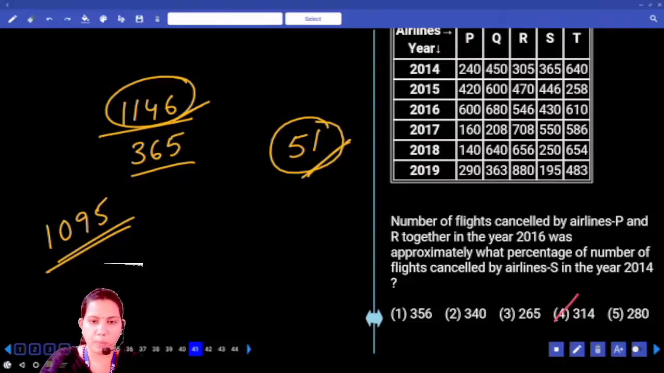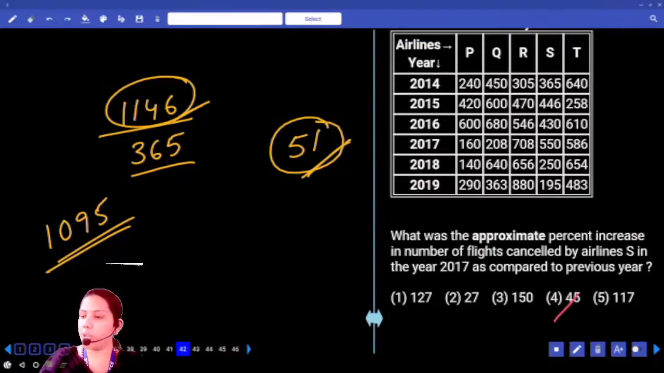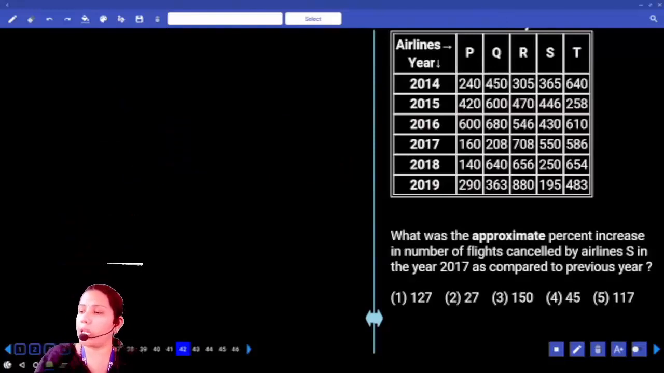Next question number 42. What was the approximate percentage increase in the number of flights cancelled by airline S in the year 2017 as compared to the previous year?